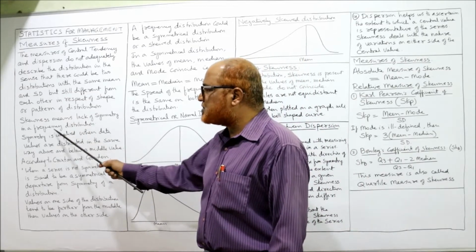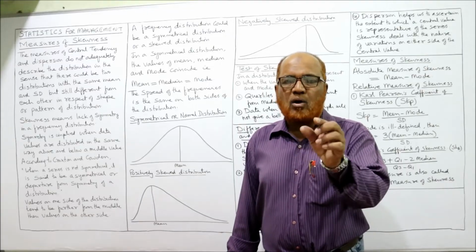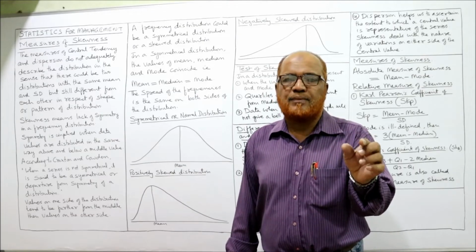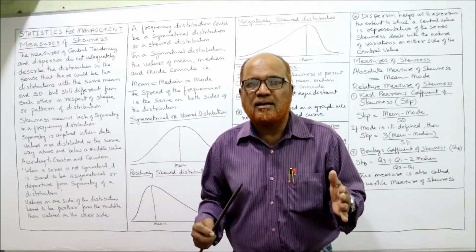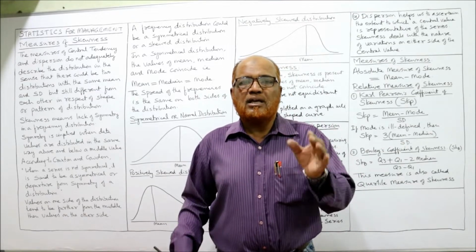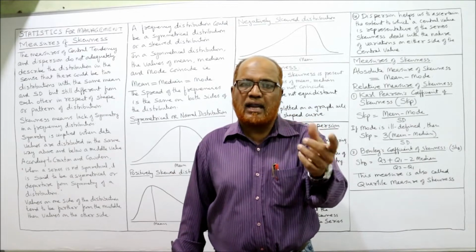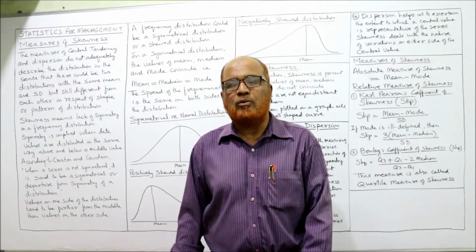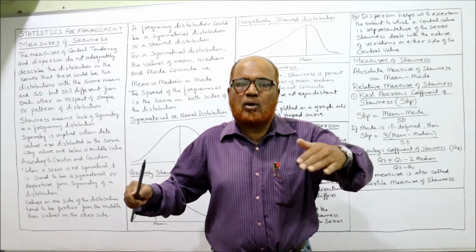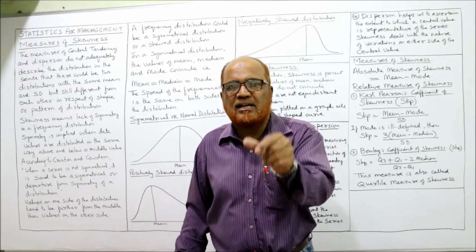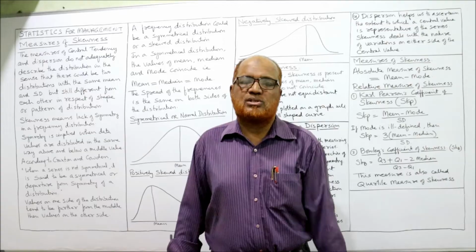Skewness means lack of symmetry in a frequency distribution. Lack of symmetry is called skewness. So first of all, you must know what is symmetry. Symmetry means equal number of items are falling below and above the mid value, central value. When equal number of items are there on the left and right of the central value, it is called symmetry. Lack of symmetry is called skewness.